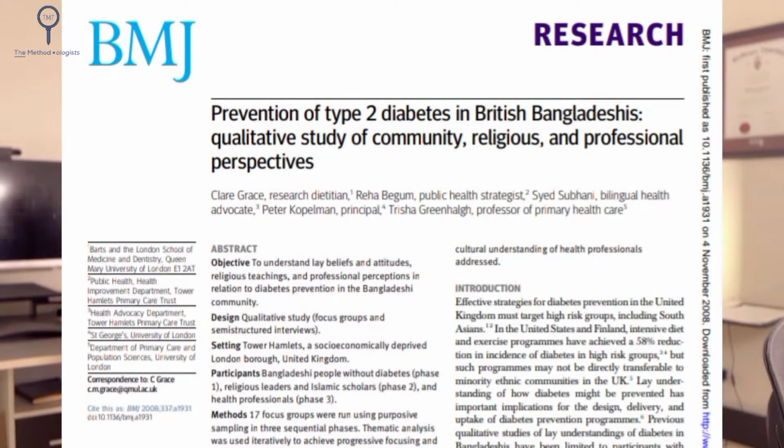The title says, Prevention of Type 2 Diabetes in Bangladeshis, Qualitative Study of Community, Religious, and Professional Perspectives. Immediately, I'm thinking that this is a qualitative study that includes multiple populations and is focused on the Bangladeshi community. That's very important information already that I got from the title.